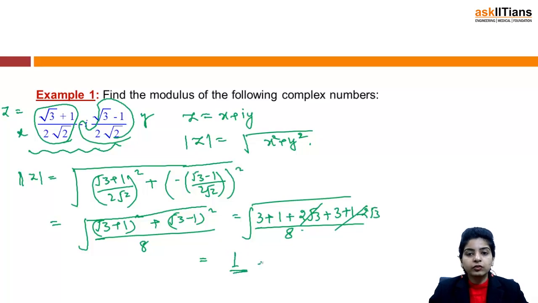So finding the modulus is quite simple. You just need to find out under root of x square plus y square, that is, under root of real part square plus imaginary part whole square.